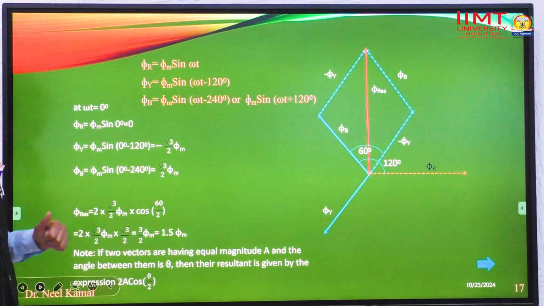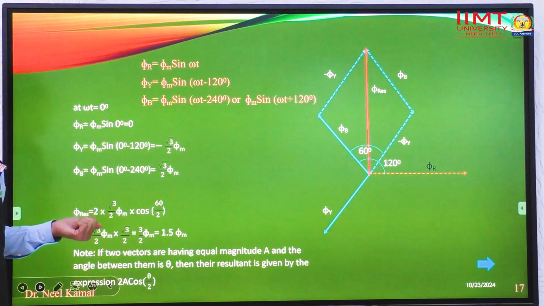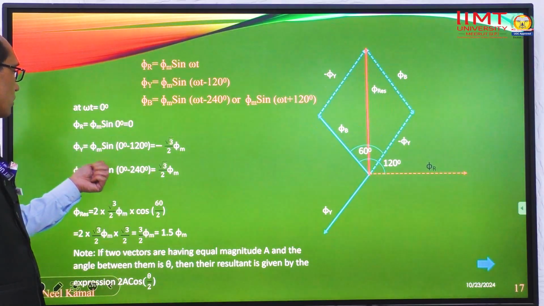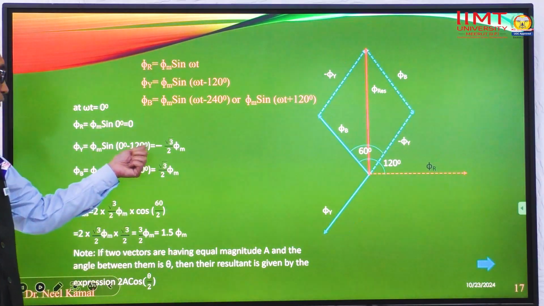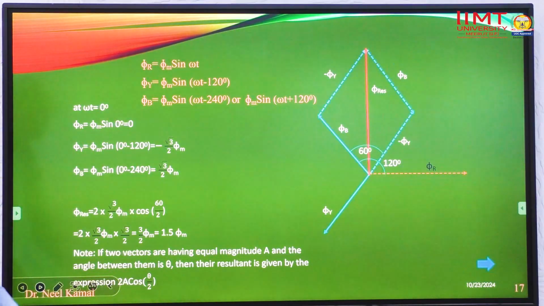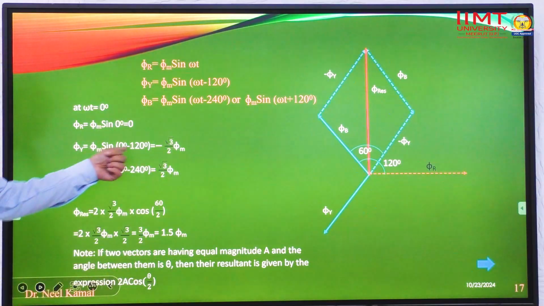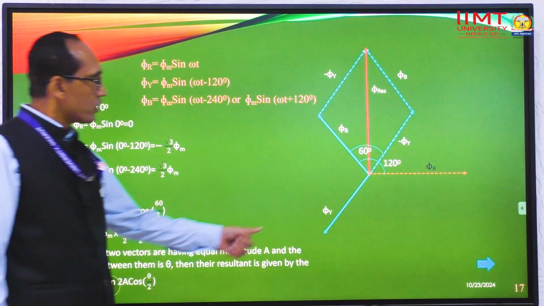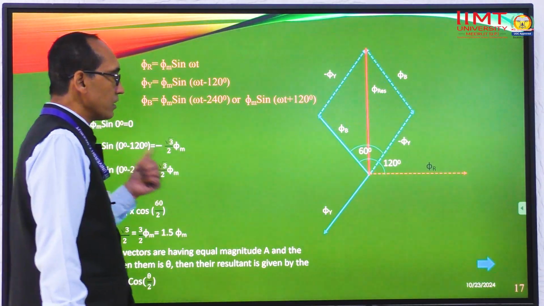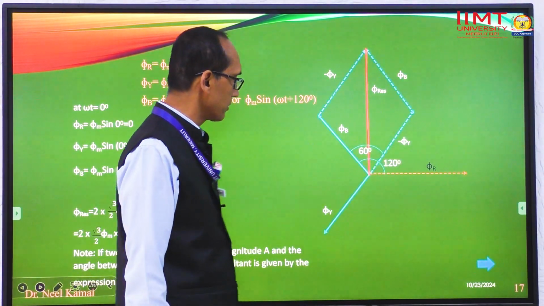Now what about phi y? Phi y is equal to phi m sin (omega t minus 120). So if we put omega t equal to 0, phi y is equal to phi m sin (0 minus 120), or we can say minus phi m sin 120. Sin 120 has the value root 3 upon 2, but with a negative sign. So this is the actual direction of phi y. Due to this result, we have minus phi y in this direction.